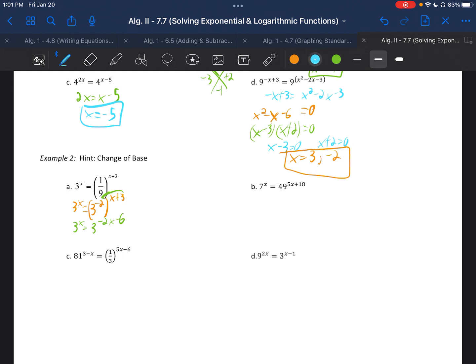Now, these bases are identical, both being 3. So we can set the exponents equal to each other and get x equals negative 2x minus 6. Once again, the reason we were able to do this was because we made them the same base. We said 3 to the negative second is the same thing as 1/9. And now since the bases are the same, because we made them be, we can do this. So move that up here, and from there, just rewrite it.